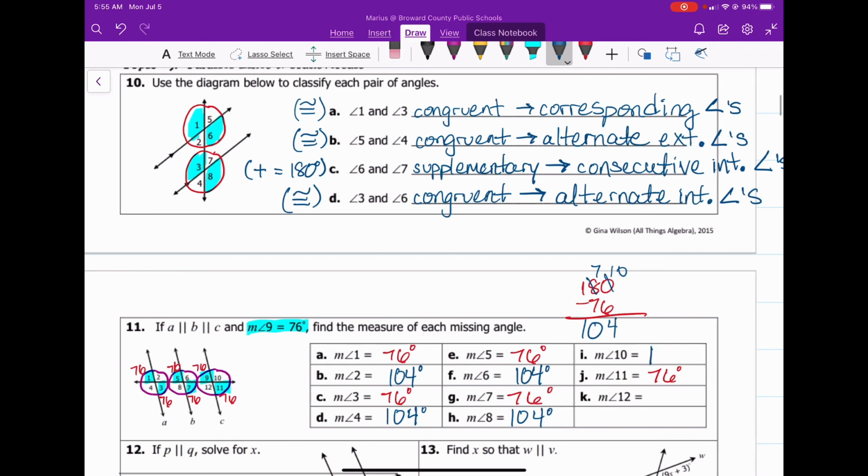So that's one of the reasons why I like using the circles with the shading, because it helps me identify the congruent angles and the supplementary angles really quick.